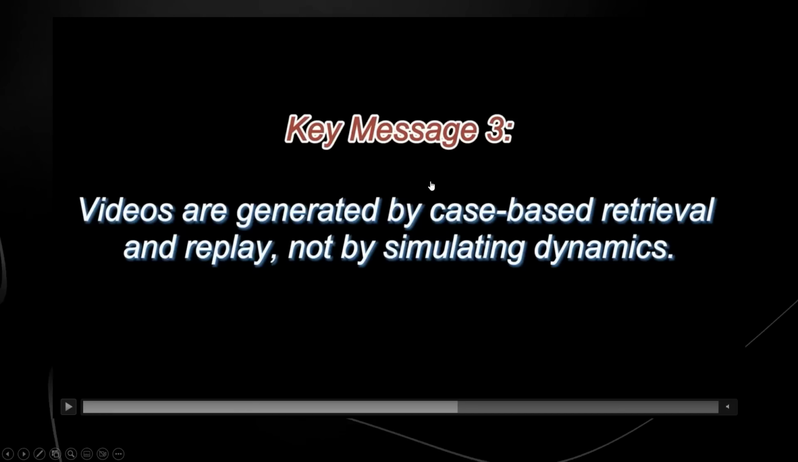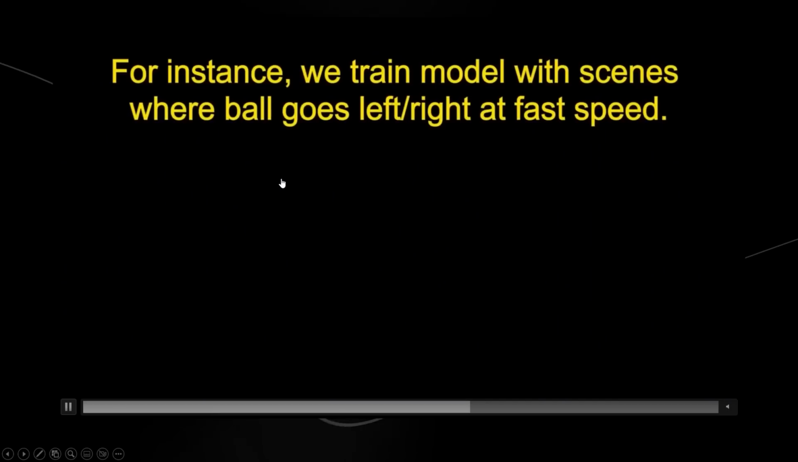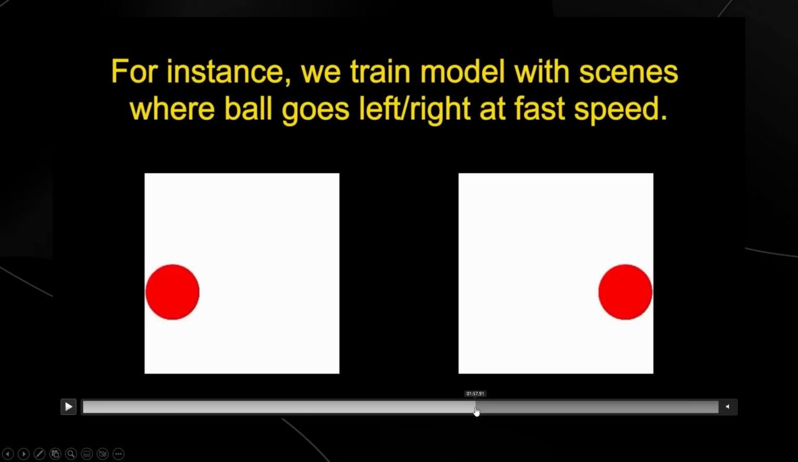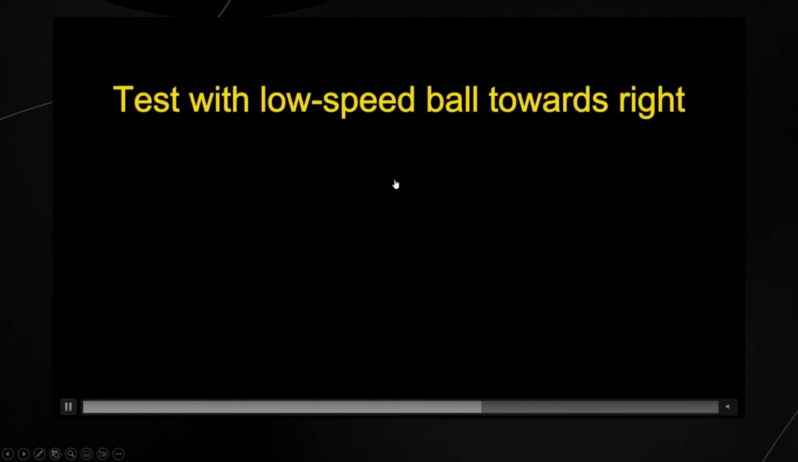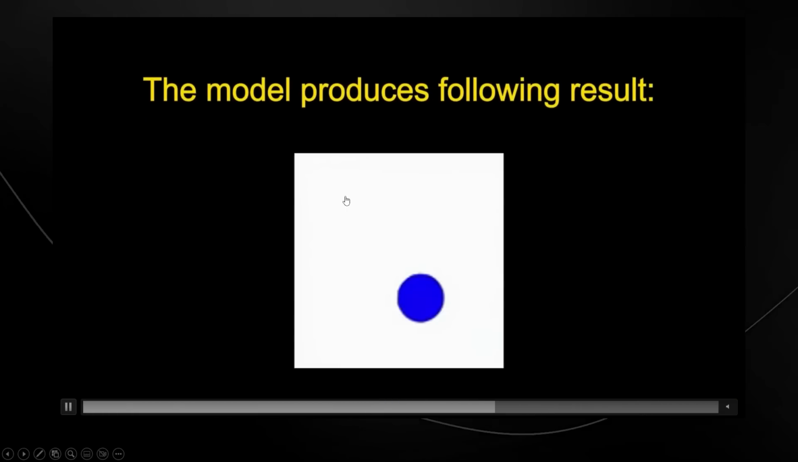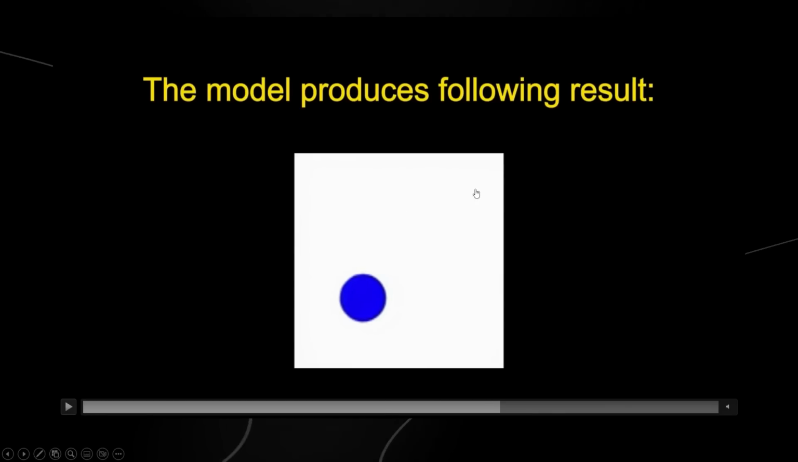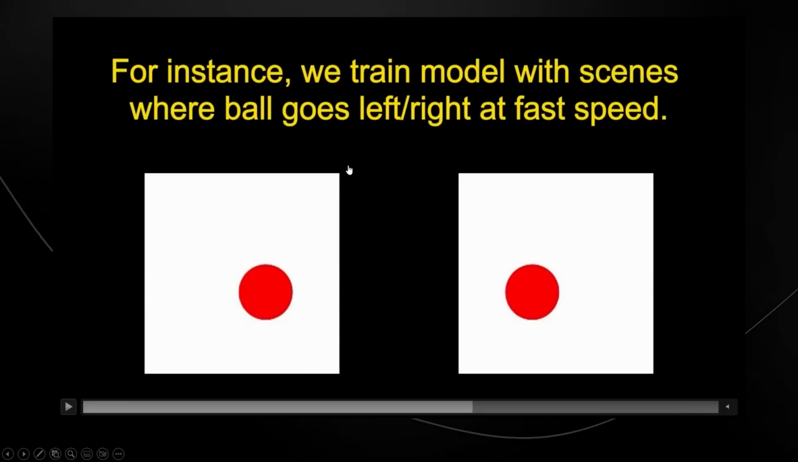But if you don't believe what they're stating, take a look. There's one example that might just blow your mind. It says, for instance, we train the model with scenes where the ball goes left and right at fast speeds. So you train the ball to go left and right at fast speeds, and you test it with low speed towards the right. But the model produces the following result. Instead of actually going towards the right, so you've trained the model to predict what happens when this red ball is here. So this is the training data.